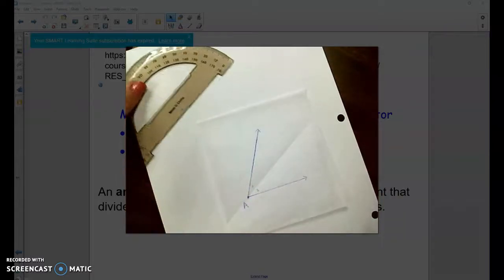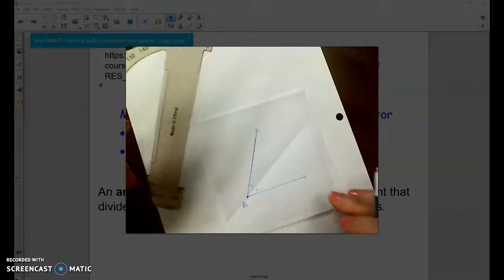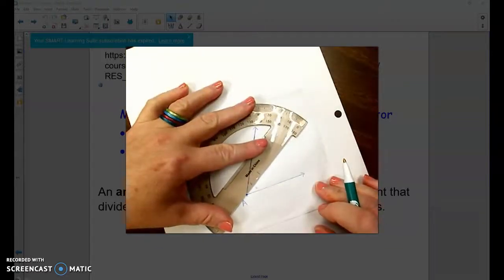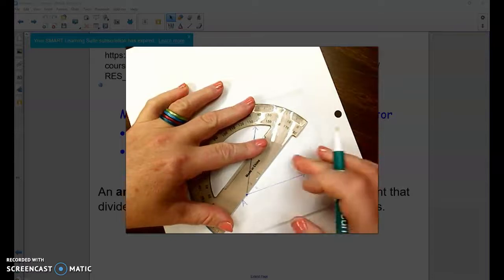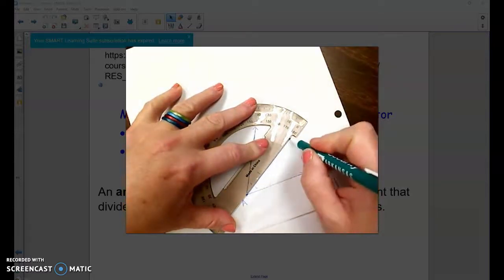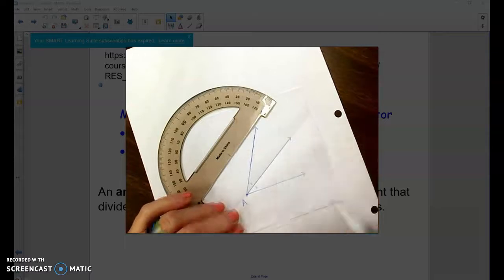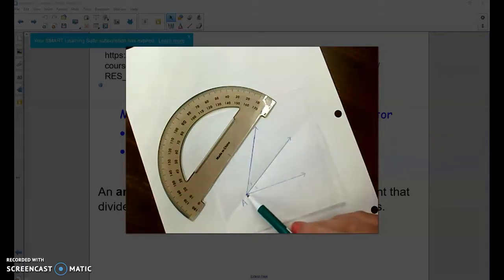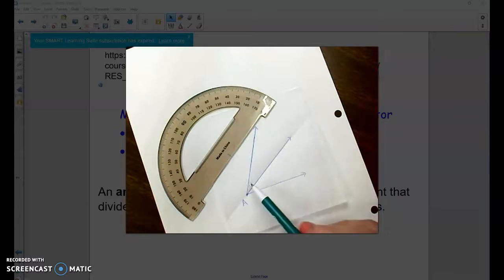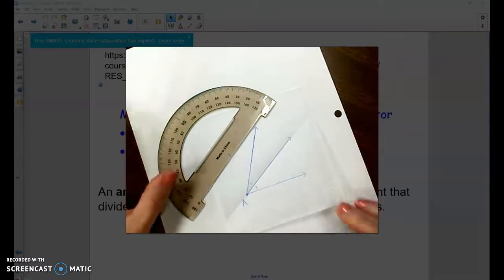Now you can pause here, rewind, and play that as many times to get yours done. Once you are happy with your fold line, you're going to draw over it with your straight edge and your pencil. And so I have created an angle bisector. This ray is bisecting my original angle A into two angles. Now we're going to verify that they have equal measures.